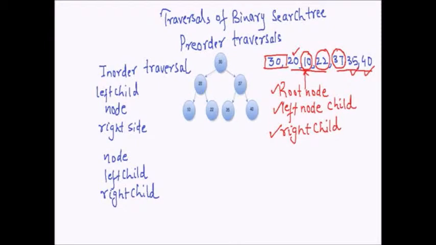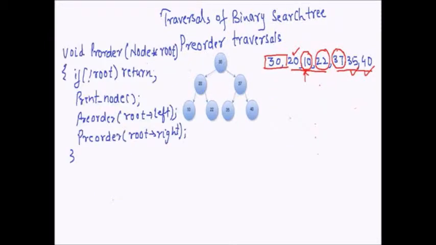Now let's see the implementation of pre-order. Whatever we are doing onto the root, we need to do it at the subtree also. So it is again a recursive implementation. So this is the implementation of pre-order traversal of a binary search tree. Now let's see how it executes.